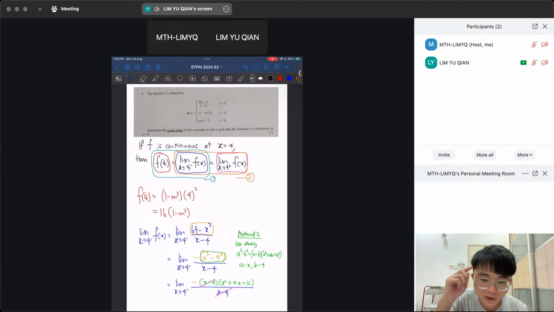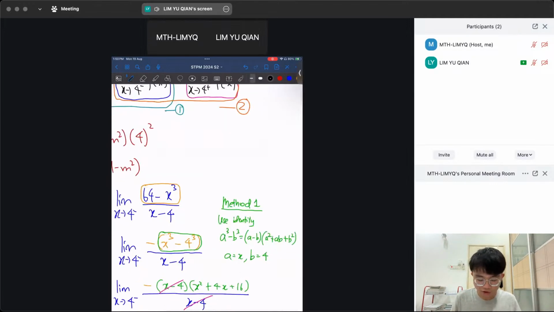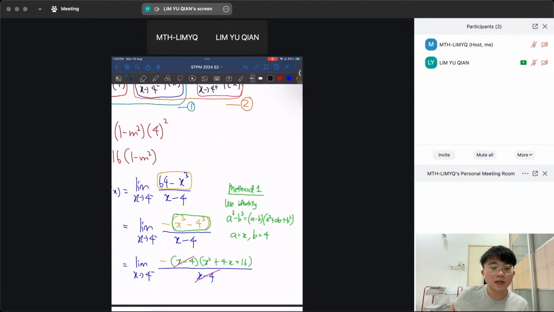Then find them separately, 一个一个来啦。f(4) is the easiest. Substitute 4: 16, 1 minus m squared. Then the left hand limit. The left hand limit cannot be directly substituted, so you have to use some method. Here I only show one method. I will show another method also. Okay, never mind, I just don't show.